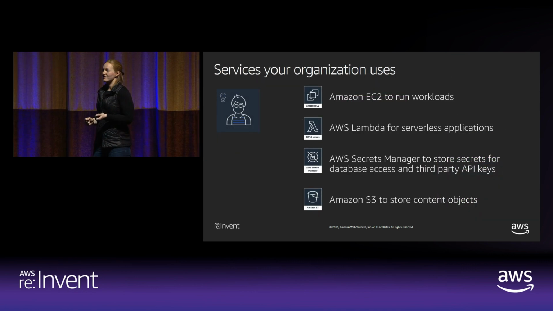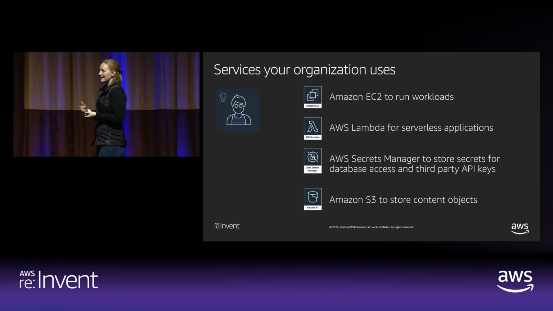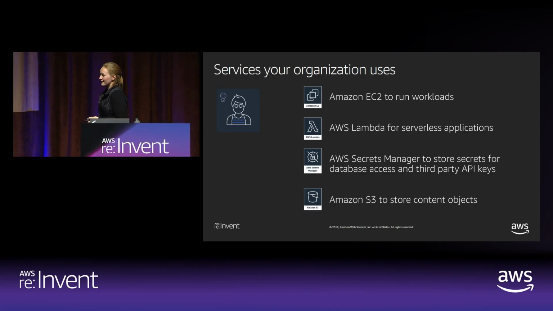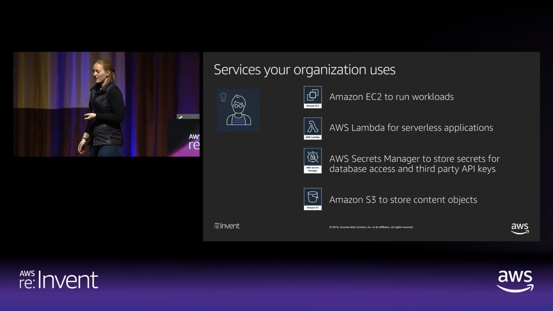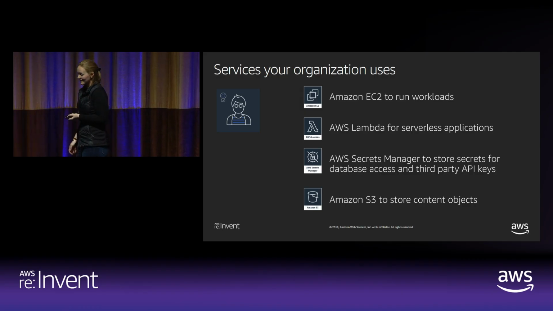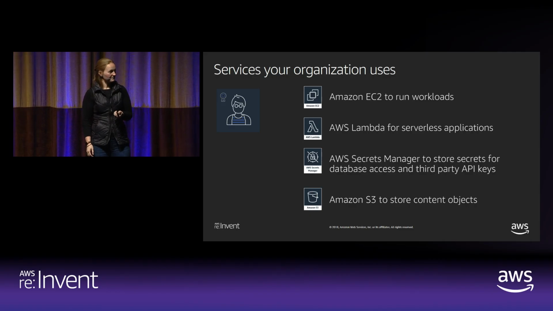These are the services you're using. You have Amazon EC2 to run workloads, Lambda for serverless applications, Secrets Manager to store and rotate your secrets, and S3 for content objects. I realize most of you are going to be using more than these throughout your AWS environments, but we'll stick with 4 for now.